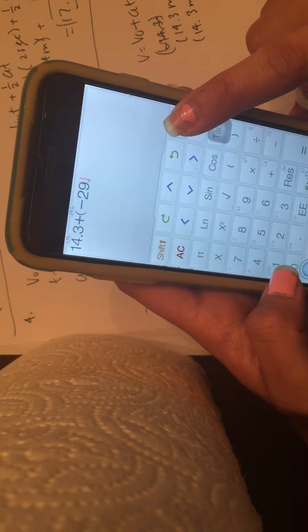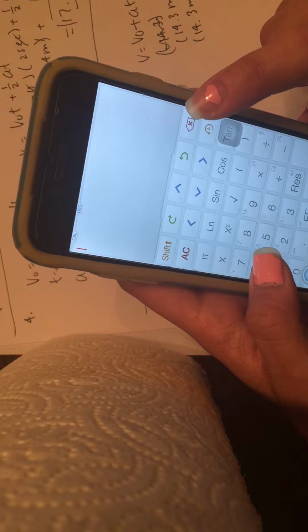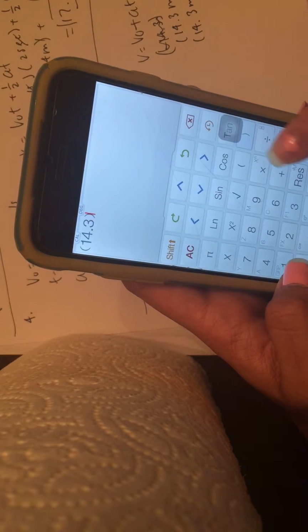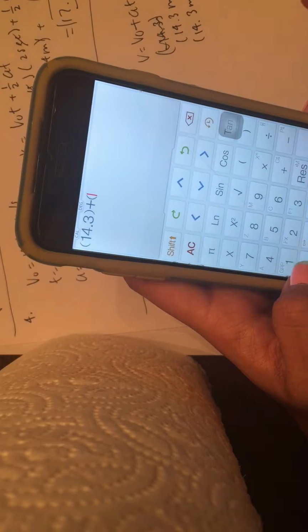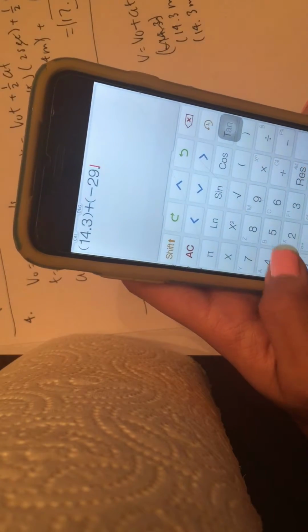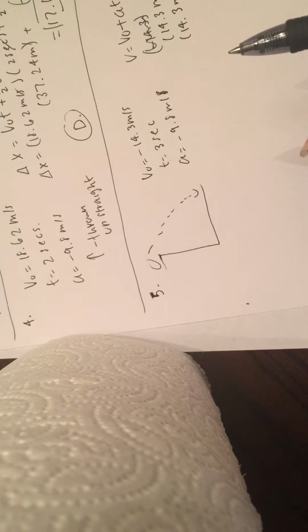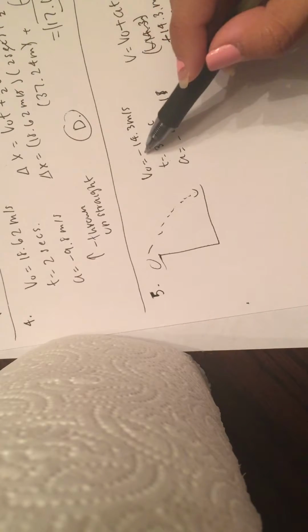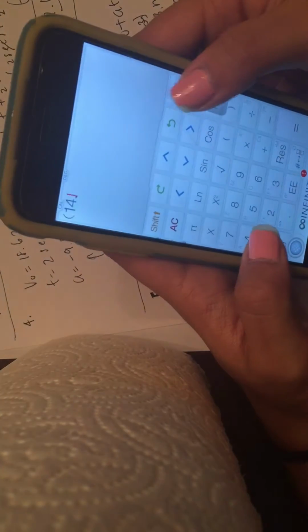Wait, actually, I messed up. I plugged it in wrong. That is wrong, I did something wrong. Hold on. Oh, I see what I did. I forgot to put the negative. Whoops. Because this is negative and I forgot to put the negative here. Okay, I plugged it wrong. Sorry.